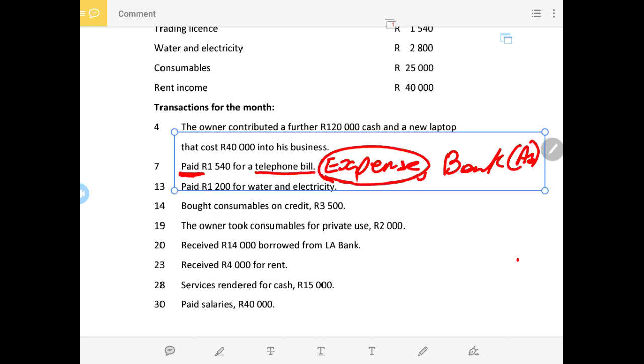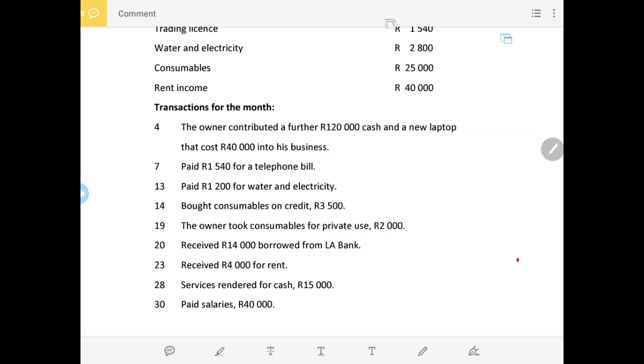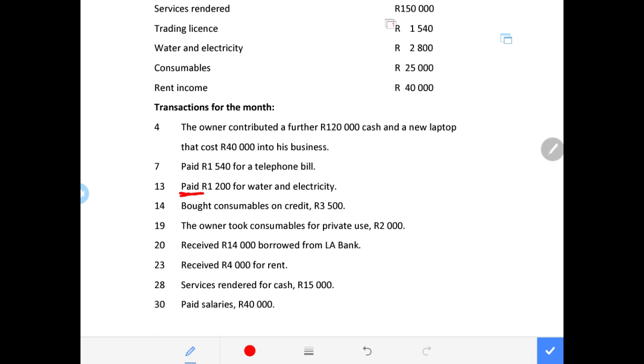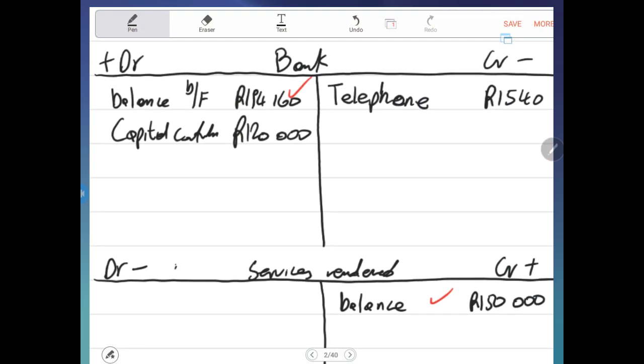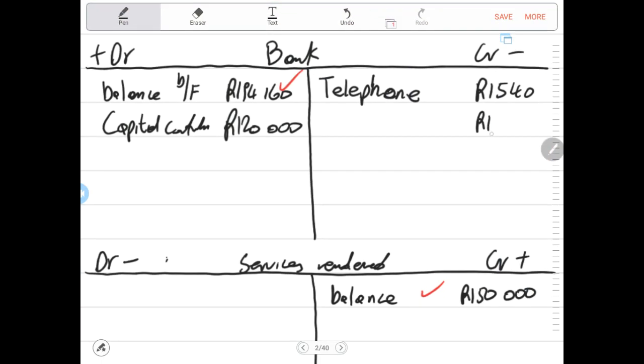As I mentioned, that we can say EFT. EFT means money went out using electronic fund transfer. Again, another EFT or another paid. How much did we pay? We paid 1,200. Let me just do a shortcut. If we paid 1,200, very simple, under your bank account, you know that 1,200 is there.